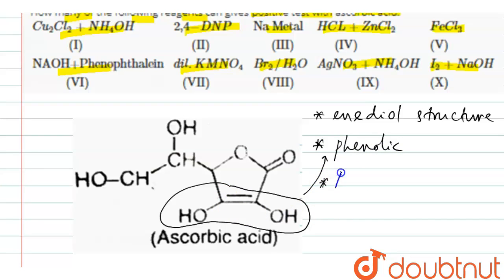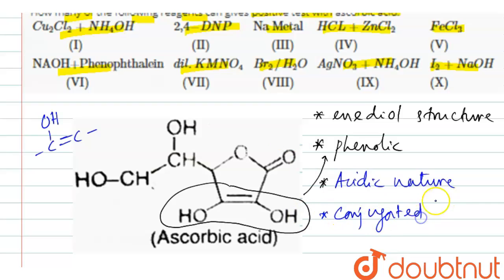This ene-diol structure gives it acidic nature because it does not have any COOH group. No carboxylic group is present, but still it is called an acid because of these two phenolic OH groups. If an OH is attached to a carbon-carbon double bond, then we say this is a phenolic OH group.